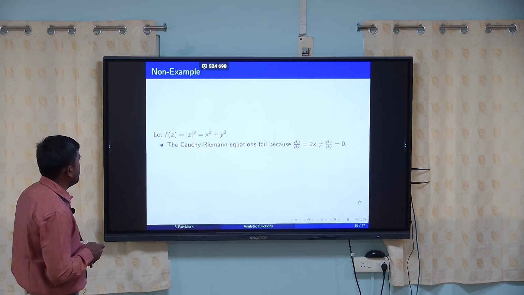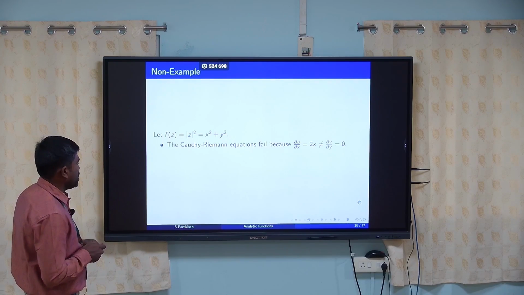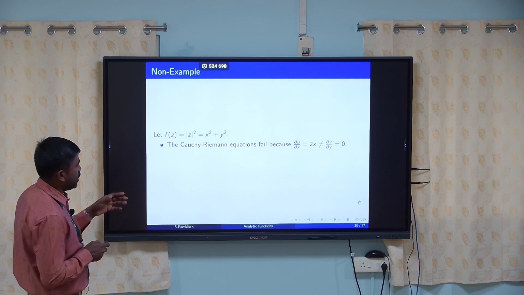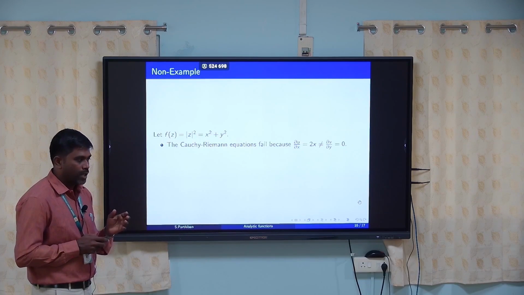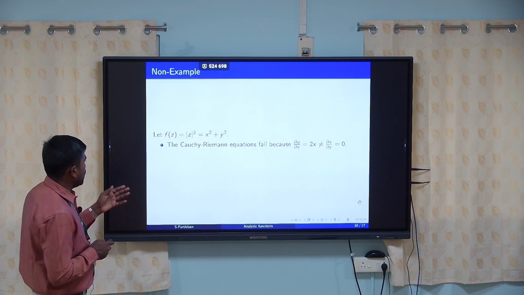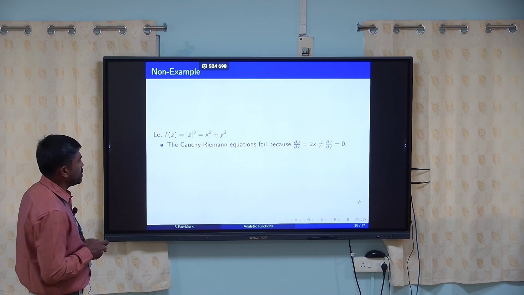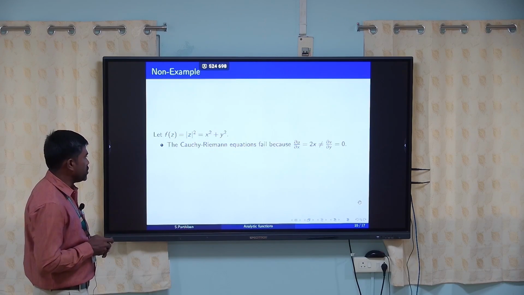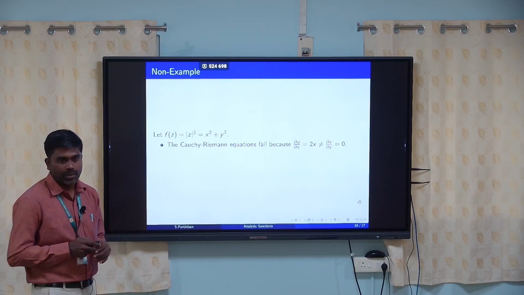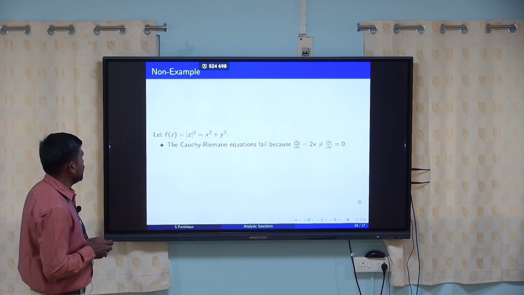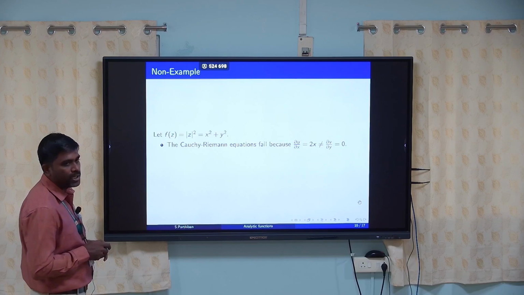Let us see the non-example. As we discussed in the non-example of the differentiable function, here also the CR equations are not satisfied. So the function is nowhere differentiable. So we conclude that the function is not analytic.